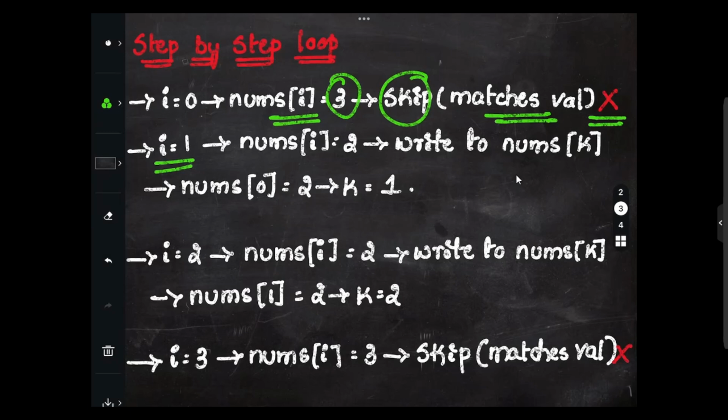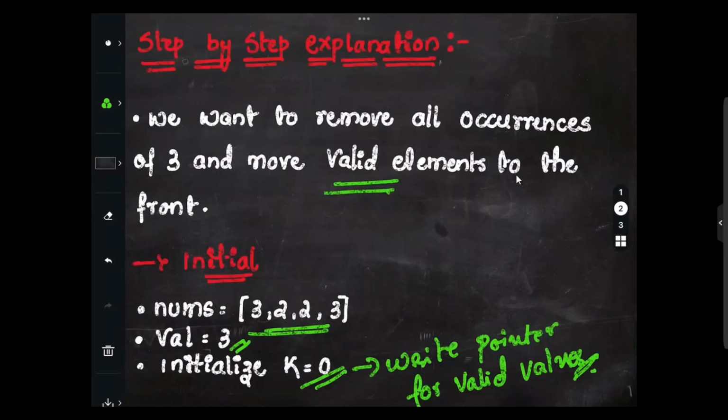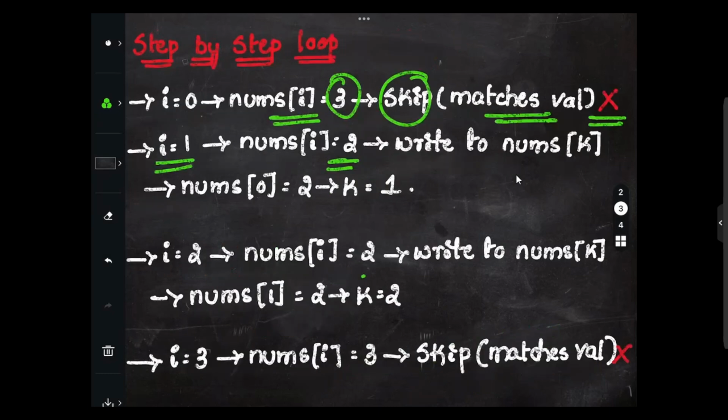When i equals 1, the iteration part, nums of i equals 2 here. When i equals 1 means this is i equals 0, 1, 2, 3, the iteration part. So when i equals 1, nums of i equals quite obviously 2. We will write to nums of k. Nums of k here is nothing but nums of 0. This will be 2.